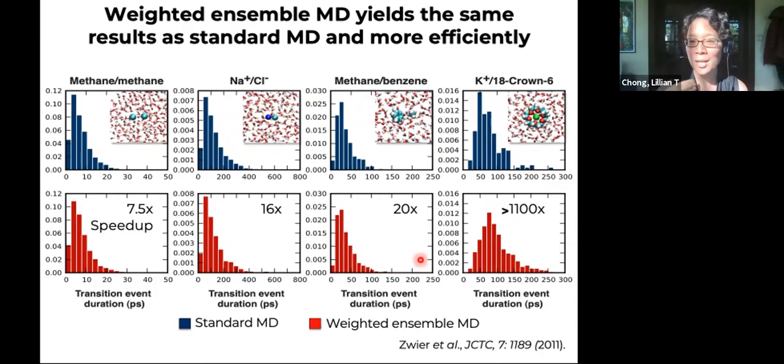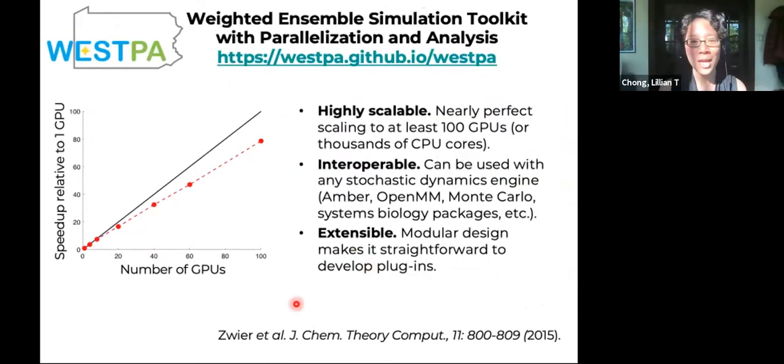So my lab scaled up this strategy to tackle complex systems and processes, developing this WESTPA software package. So it is scalable out to hundreds of GPUs or thousands of CPU cores. And the weighted ensemble strategy is general, meaning that it can be used with any kind of stochastic dynamics, including Brownian dynamics, Monte Carlo, even dynamics in systems biology packages with non-spatial systems. And it has a modular design. And this is where you can find the package.